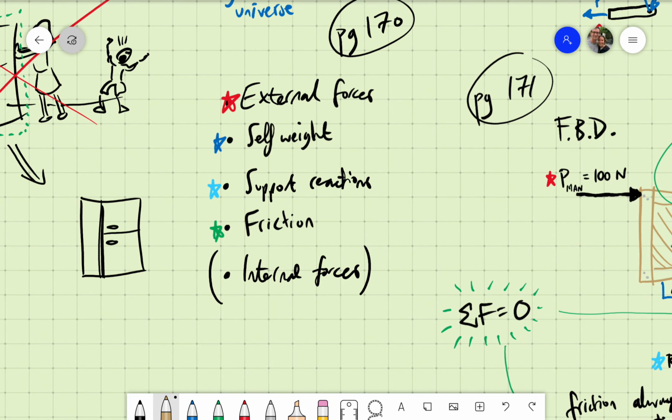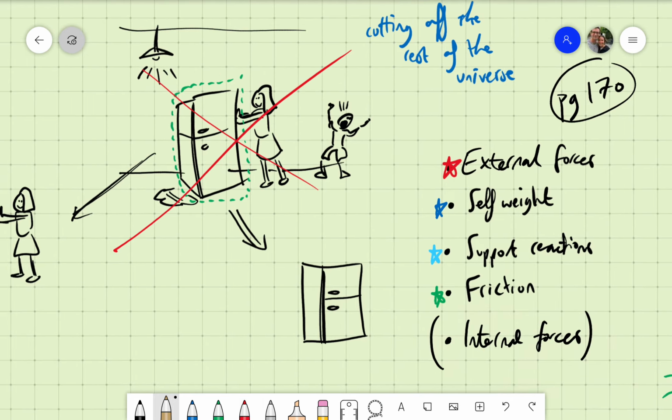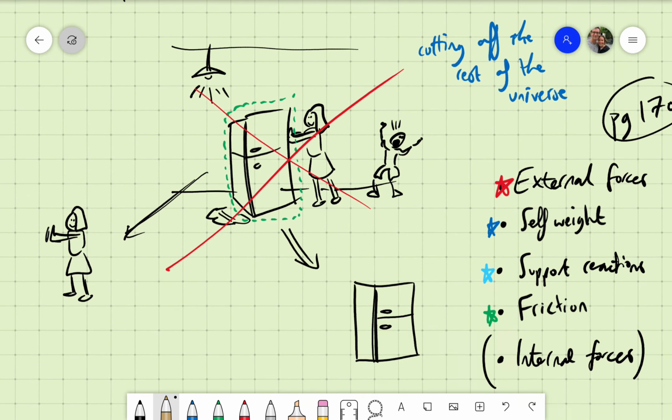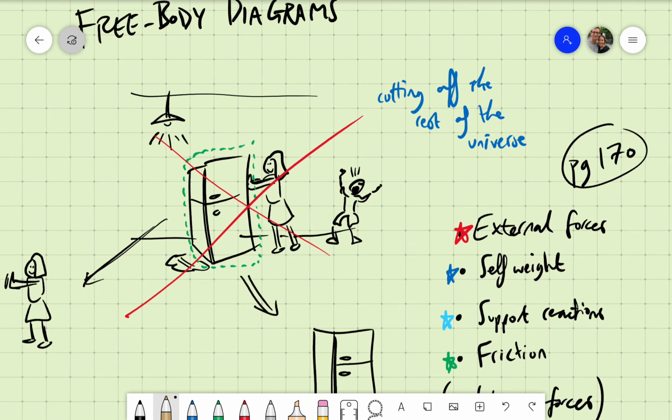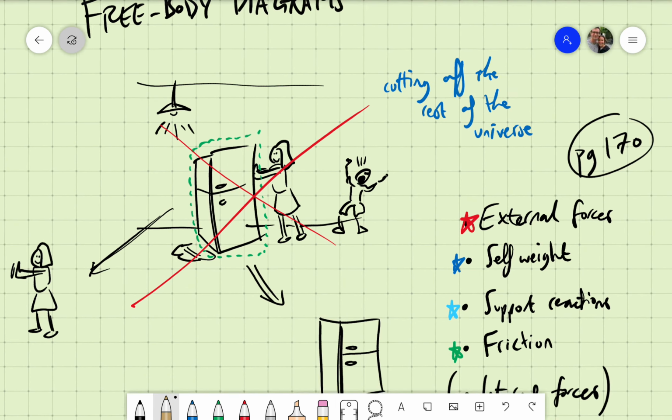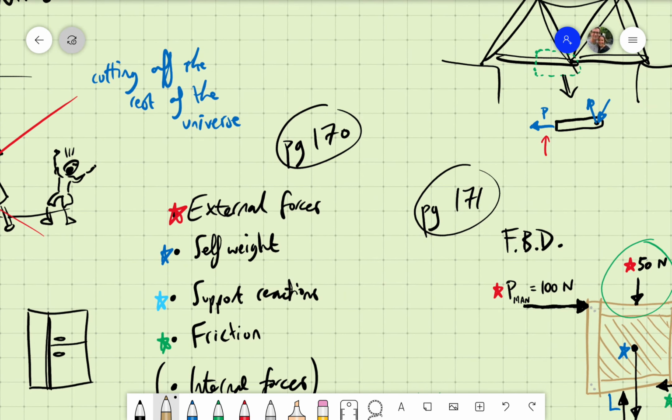Don't forget this list. If you remember this list, then you'll be just fine. External forces, then the self-weight, then the support reactions, then the friction. Make sure you cut off the rest of the universe, avoid the temptation to include the screaming children, and all will be well.